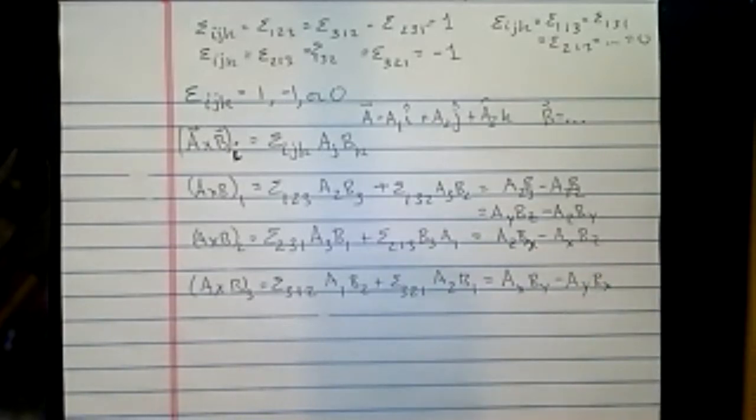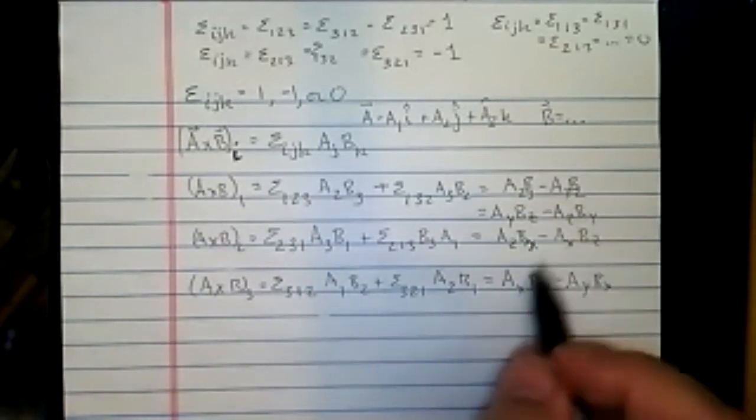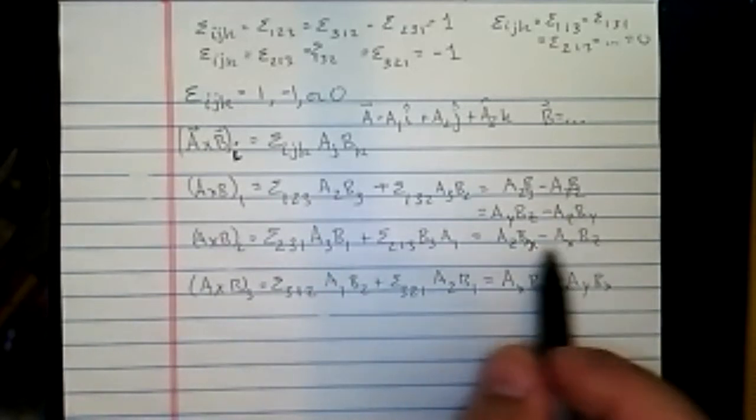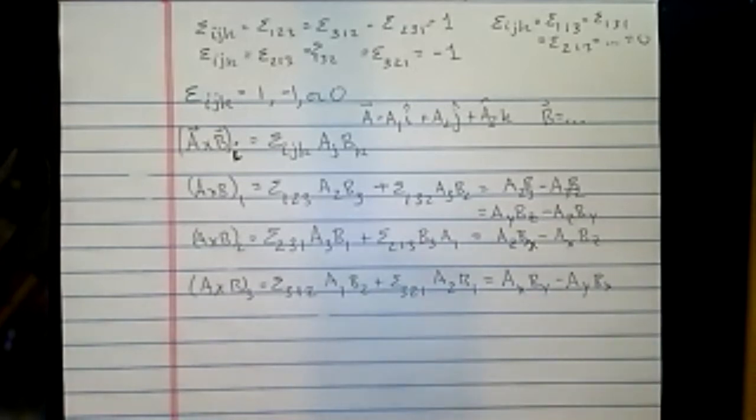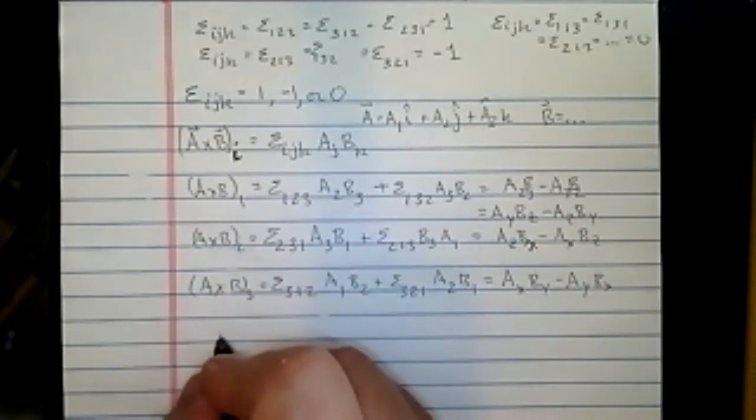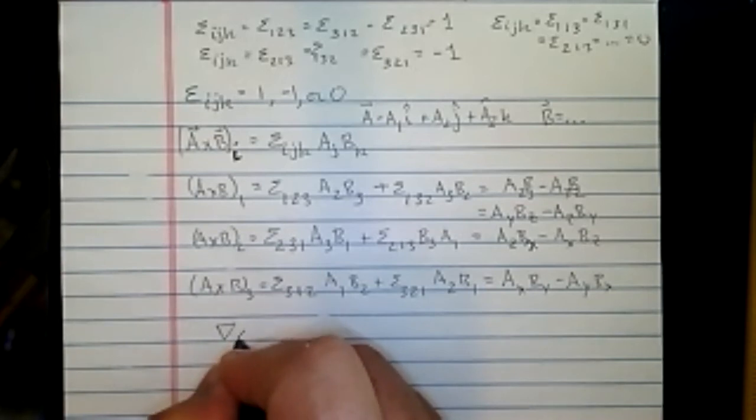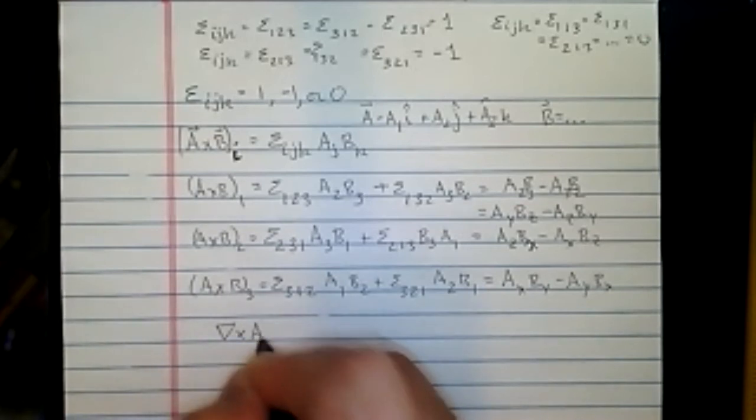So those are the individual components. And that's just a neat way you can do it. It's actually a lot easier to do it when you're not explaining it. That's why I was making little careless mistakes. But that also allows us to do the curl, because the curl is a del cross, let's say, A.